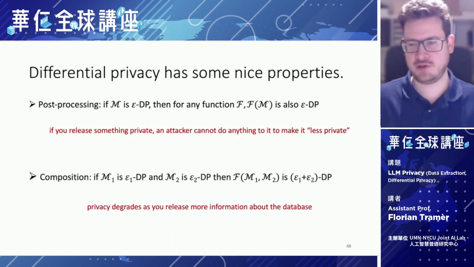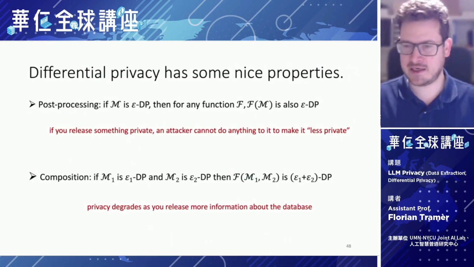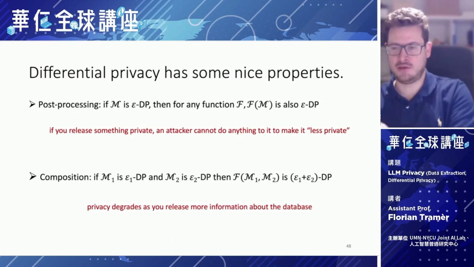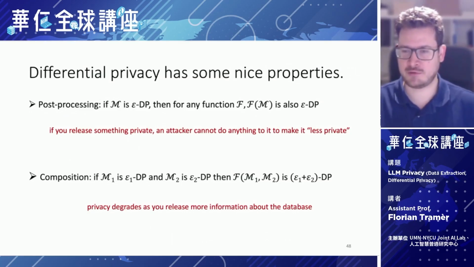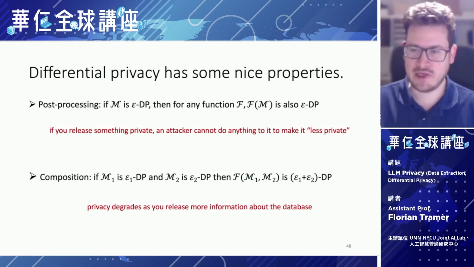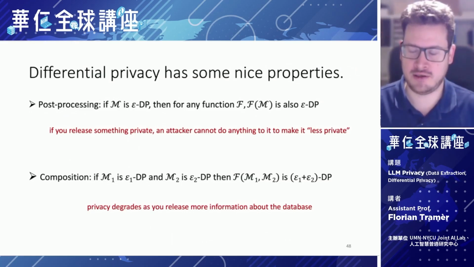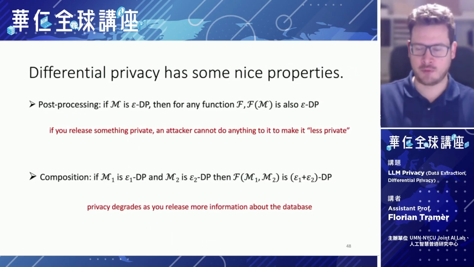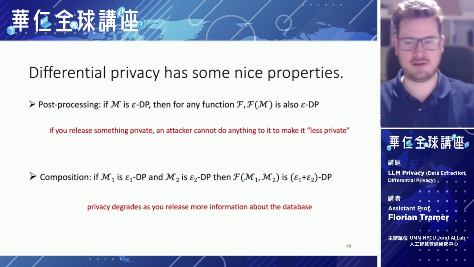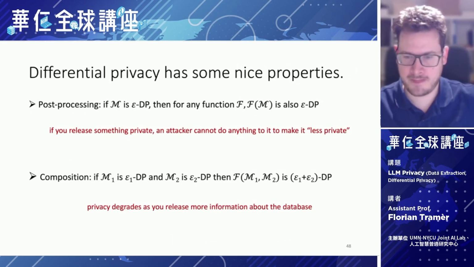And these two properties together mean that we can analyze much more complicated algorithms like gradient descent, which we're going to talk about in a minute, and analyze the privacy leakage that we get from a more complicated algorithm by decomposing it into smaller chunks and then applying these post-processing and composition properties of differential privacy.